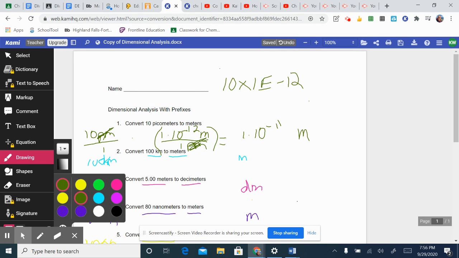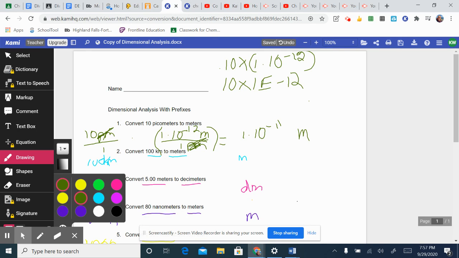If the E thing is confusing you, you can plug into your calculator 10 times 1 times 10 to the negative 12. But you have to make sure that there's parentheses around those numbers. Because if there's not, then when you do division, it's going to be problematic. So you just need to make sure that you always include parentheses.